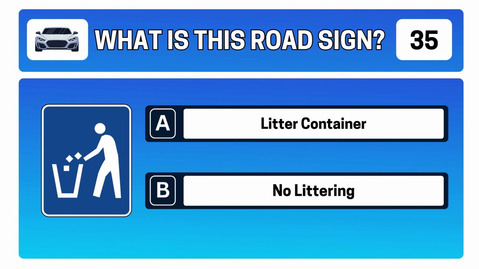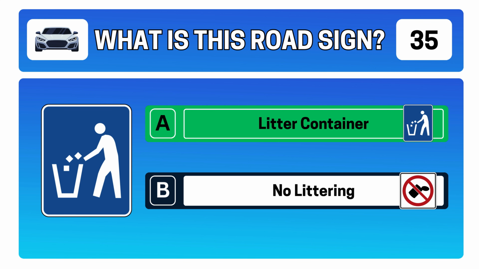What is this road sign? A. Litter container. B. No littering. Excellent. It is the litter container sign.